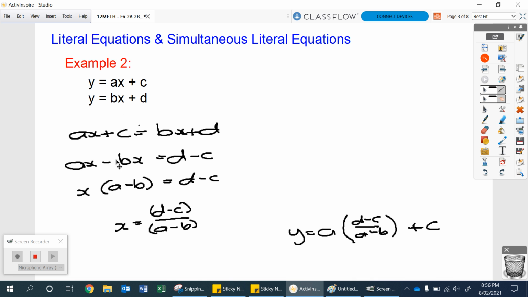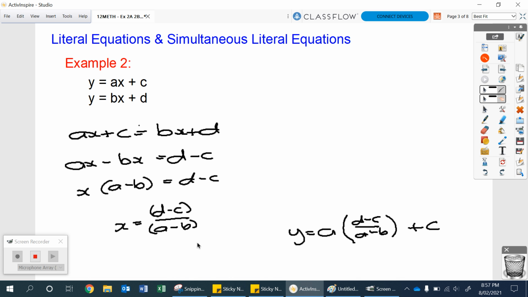Okay, we're going to get the x's on the same side, so I'm going to minus bx over this side. And we've got plus c here, I'm going to get the c over there, so it becomes minus c. So we end up with ax minus the bx, and over here we've got the d minus the c. Factorise it, make x common, so x comes outside the brackets, we're left with a minus b. So when we solve it, we have to divide the a minus b over the other side, and we get x equals d minus c over a minus b.